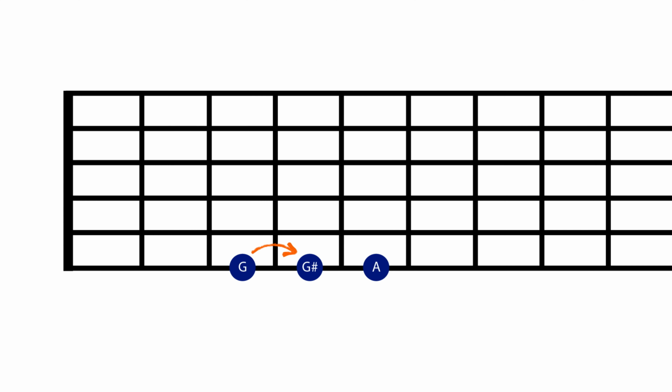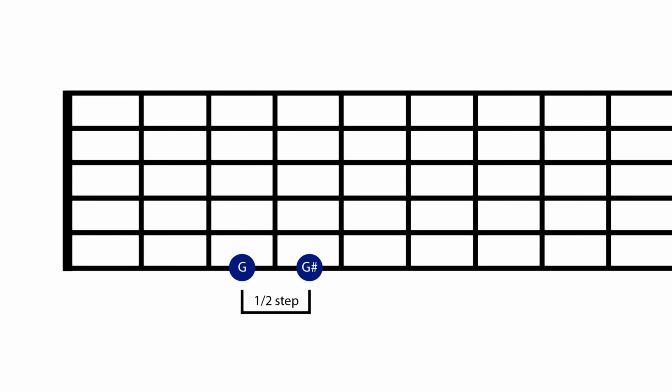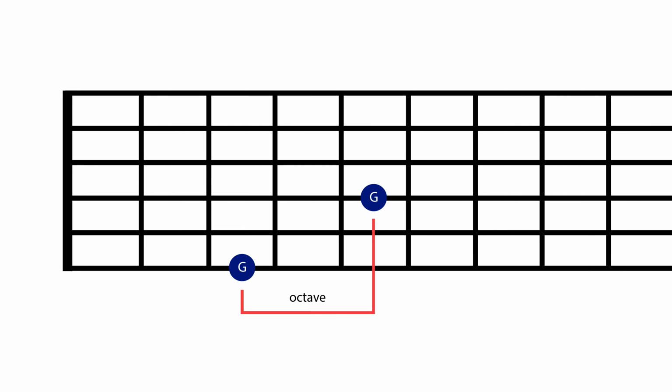Intervals are the system that we use to measure the distance from one note to another. The most basic intervals are a half step, 1 fret, and a whole step, 2 frets. There are many intervals to learn, however the most important ones are a half step, whole step, minor third, major third, perfect fourth, perfect fifth, and an octave.